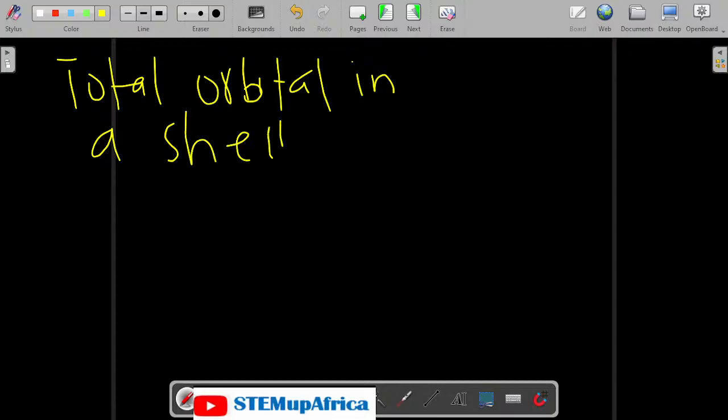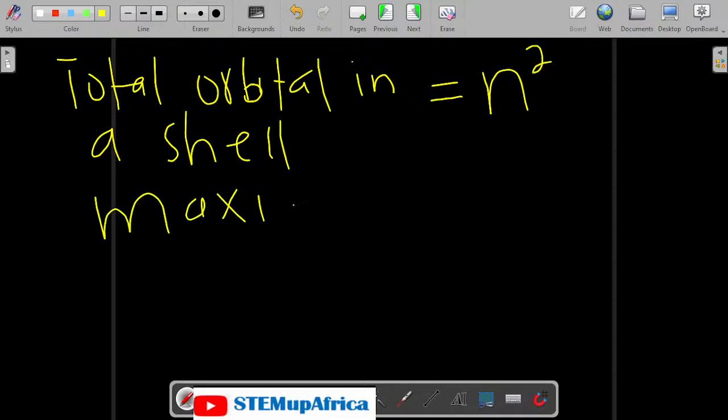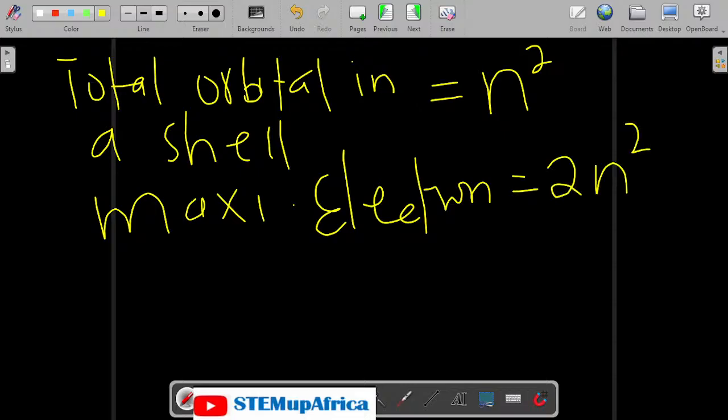The formula is simply n squared total orbitals, whereas the maximum number of electrons in a shell is simply 2n squared. So it depends on what the question is asking that will determine whether you have to use the first formula or the second formula.